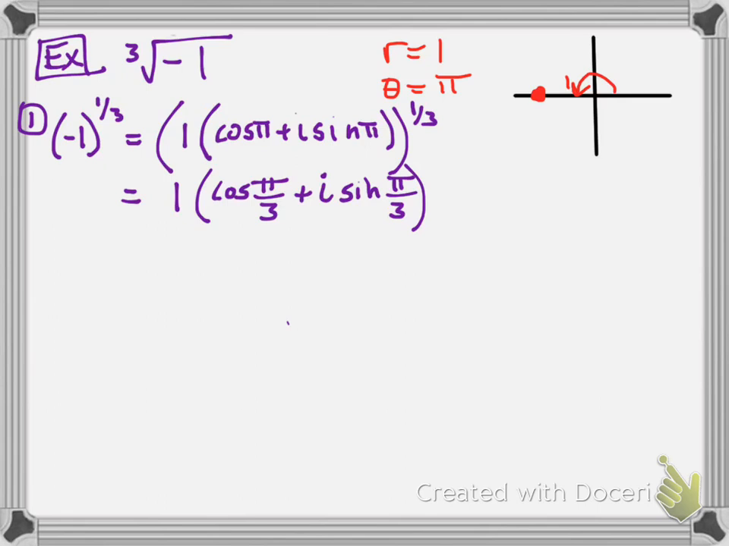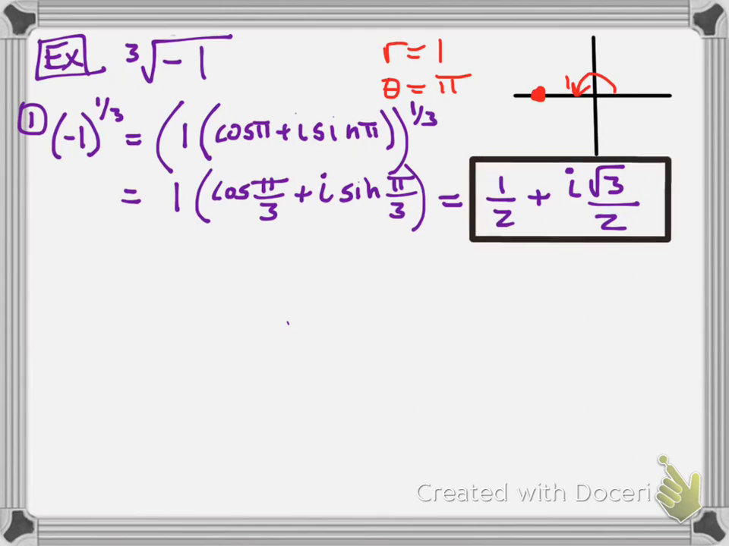And that's pretty easy. I can finish that off. Cosine of pi over 3 is 1/2. Sine of pi over 3 is square root of 3 over 2. So there is one of the cube roots of -1. If you cube this number, you get -1. All right?